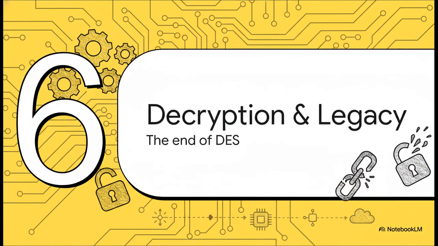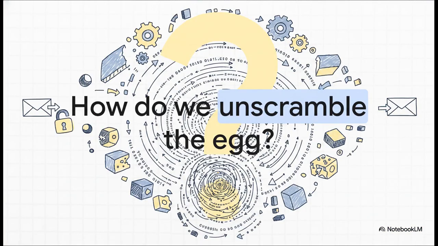And that brings us to our final section, Section 6, Decryption and the DES Legacy. Think about it. We've chopped our data in half, shifted bits around, crushed it through S-boxes, and run it through 16 rounds of absolute chaos. The resulting ciphertext looks like pure random gibberish. So what now? How do we unscramble the egg? How on earth does the receiver get the original message back?